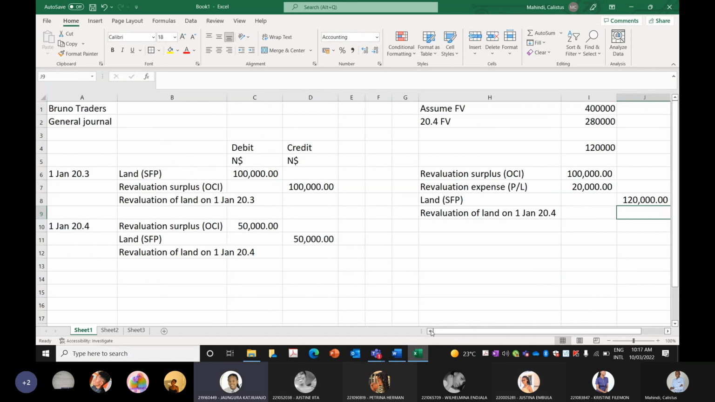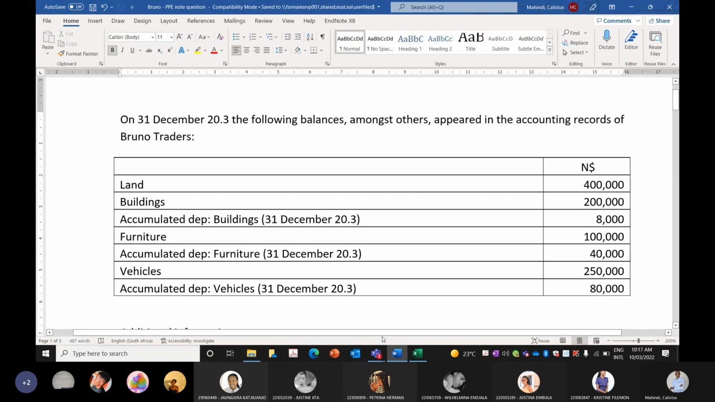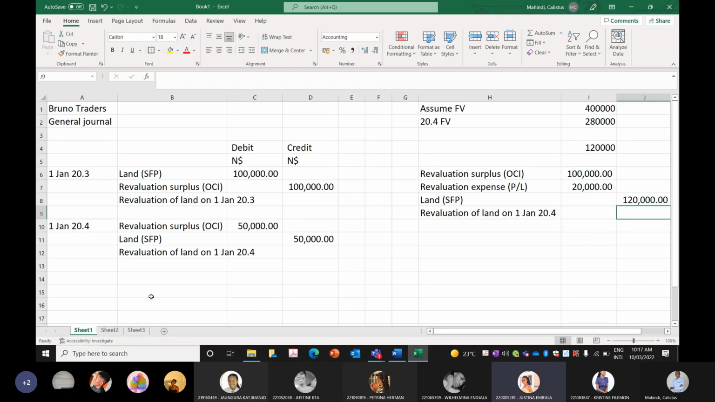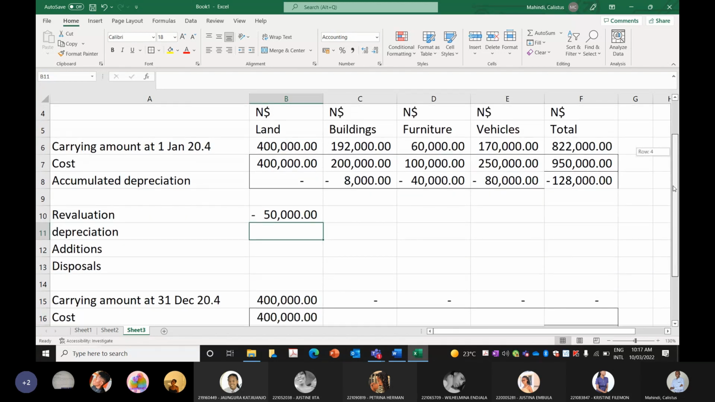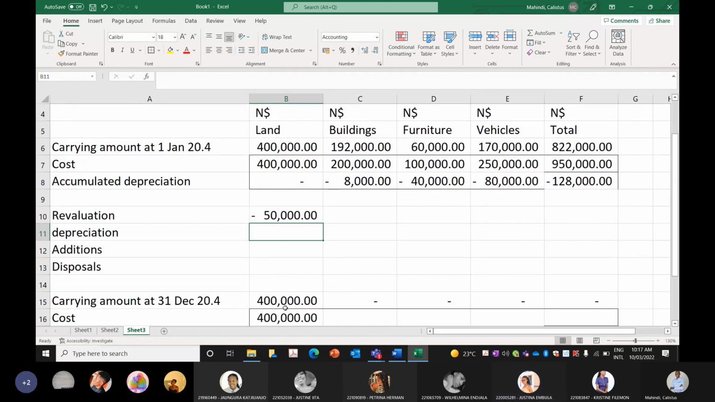So in the current year, we had a revaluation of 50,000. It was a downward revaluation, right? So this was a revaluation of land, and the amount was 50,000. I'm showing it as negative since it was a downward revaluation. Okay, so then your balance here at 31 December 20.4 should be your carrying amount at the beginning, and then you account for your movements.